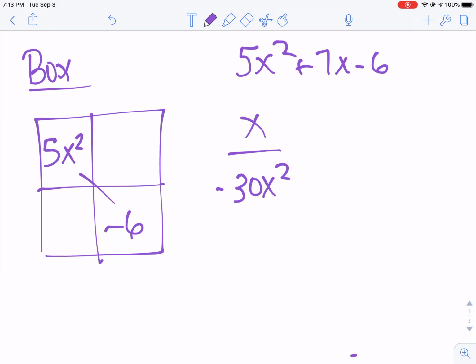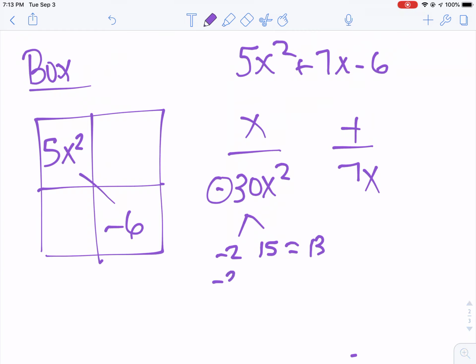So I want two things that multiply to negative 30x squared, but add to the middle term, which is 7x. So 30 has a couple different factors. You could do 2 and 15. Again, we're multiplying to a negative, so it's going to be negative 2 and 15, which is going to be 13. If you reverse that, you're going to get negative 13, so I'm not going to reverse it. We could do negative 3 and positive 10, and that does indeed give me positive 7. If it didn't, if you got negative 7, then you would just switch it.